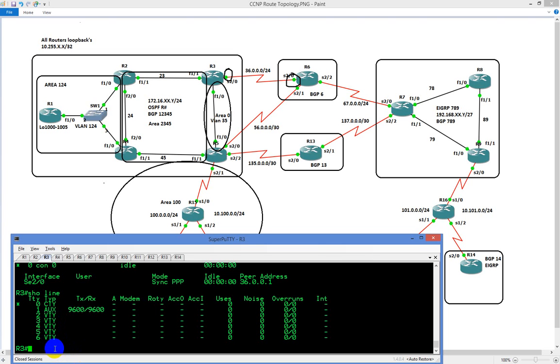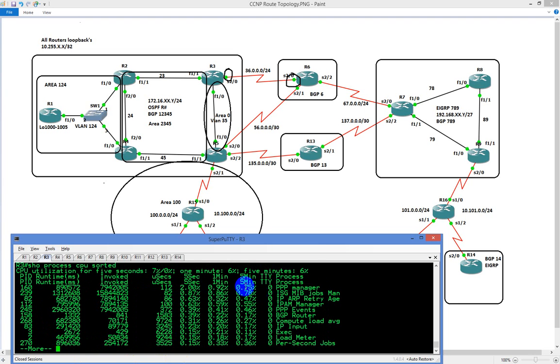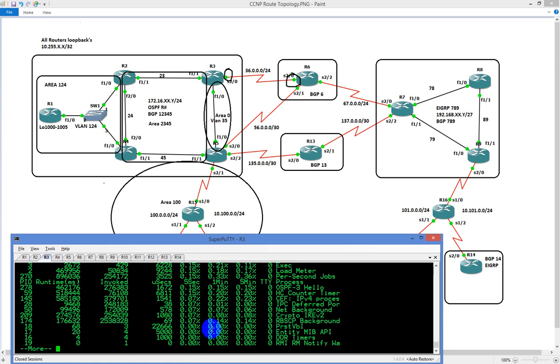Because I could be looking at it and all of a sudden things start going a little slower. If I was to do a show processes CPU sorted, you would see that the highest utilization is going to be the ones doing the most amount of work, which right now is PPP, because I'm running PPP on these routers. And I'm not doing anything like I was in the previous videos.